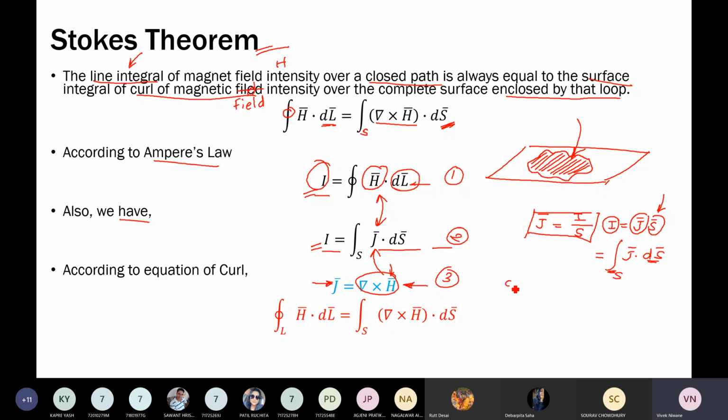Do remember that closed line or path creates open surface. A flat surface, always a flat surface, or something wavy, something abrupt surface, but that surface is not closed like a sphere. Sphere does have a closed surface. So do remember that this is the Stokes theorem.